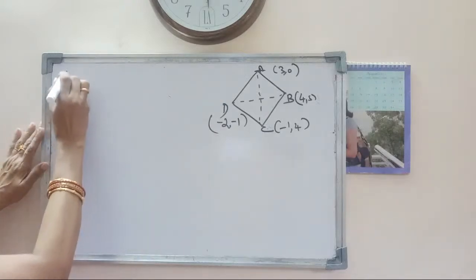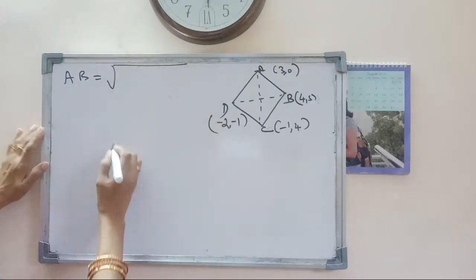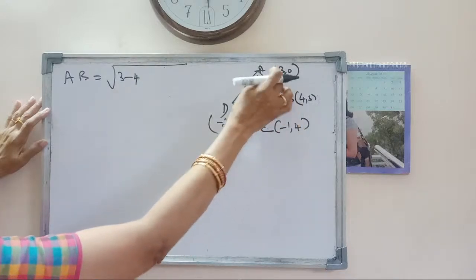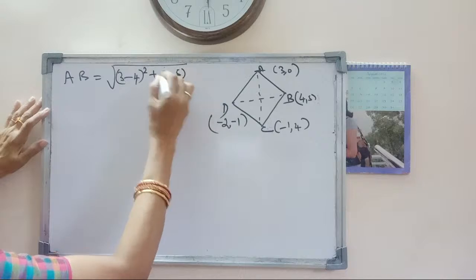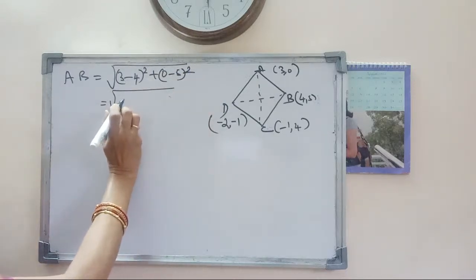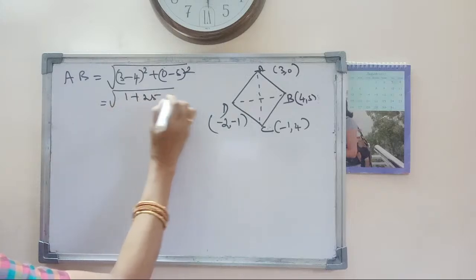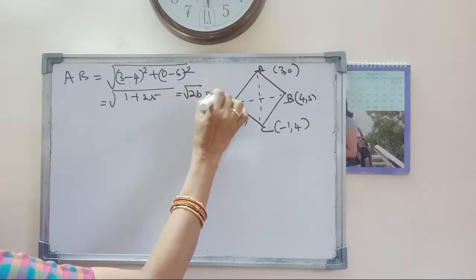Calculate using the distance formula, AB distance. It is 3 minus 4, also we can take 4 minus 3, plus 0 minus 5 whole square. What will you get? 3 minus 4 means 1, square is 1, plus 25. It is root 26 units.